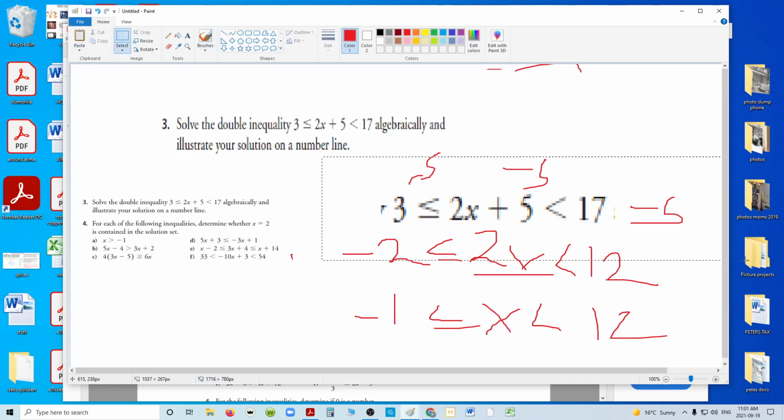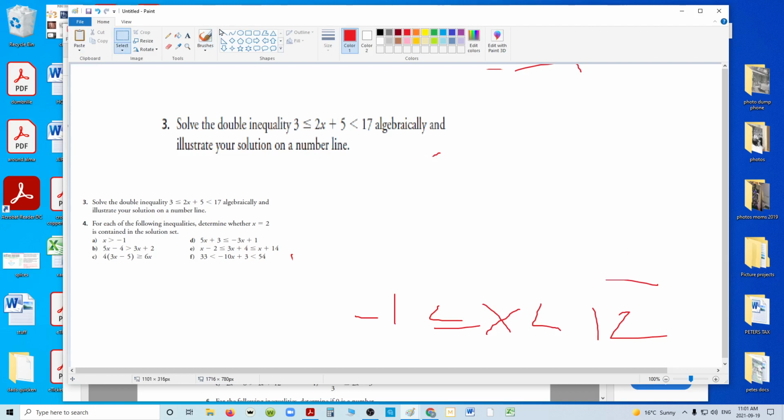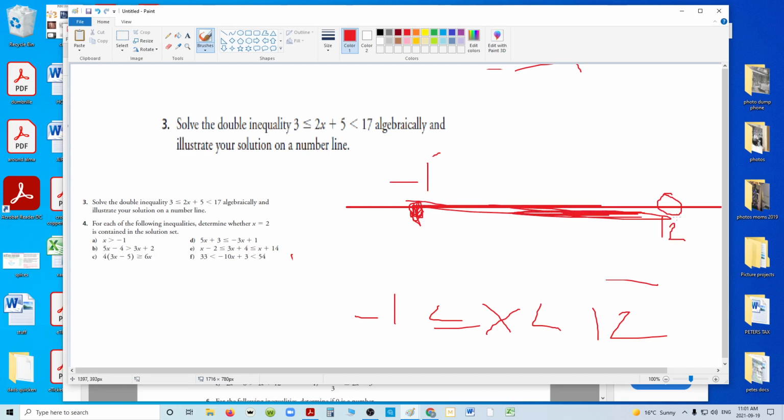You now have a solution. And if you're going to do it on a number line, you do it here. You put a solid dot on your minus 1 because it's equal. You put your 12 over here and you put a hollow dot because it's smaller than. And then you just make your line a little bit darker in between, like that. And that's your number line.